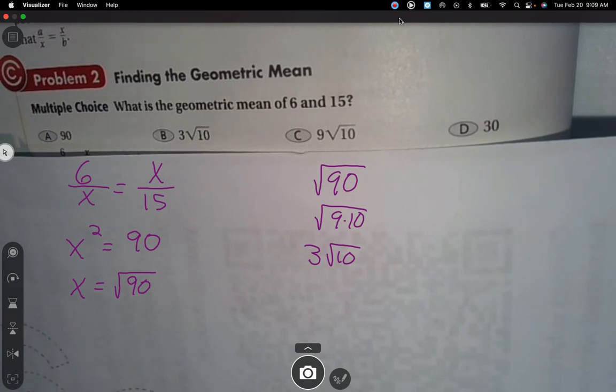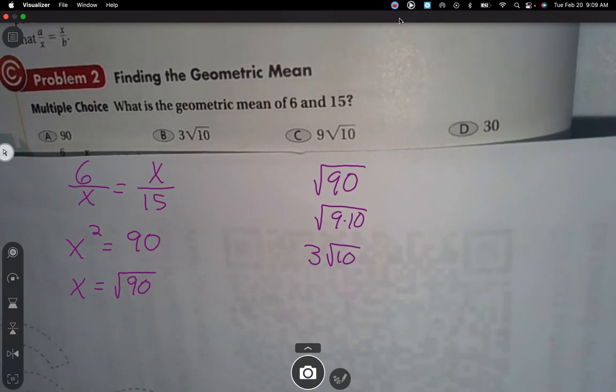How do you do that one more time? Okay. It's the square root of 90. We have to think, is that simplified? That would be like writing 5 over 10. Would you ever write 5 over 10 as your answer? You would write 1/2, right? You would simplify it. That's the same idea here.